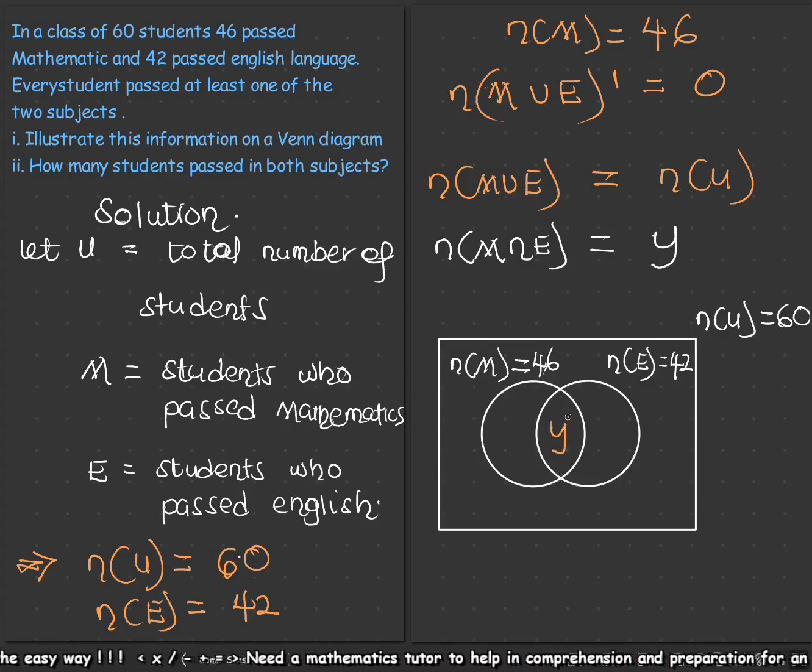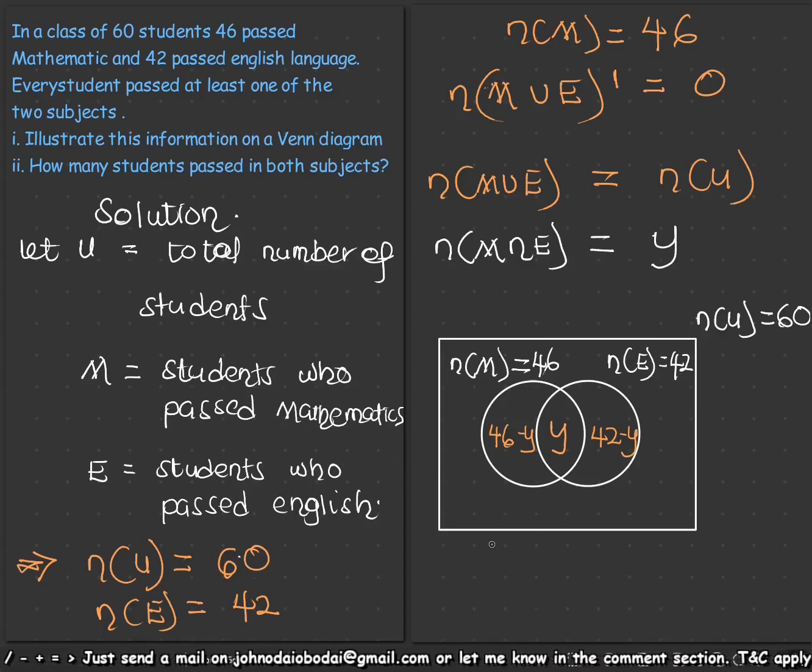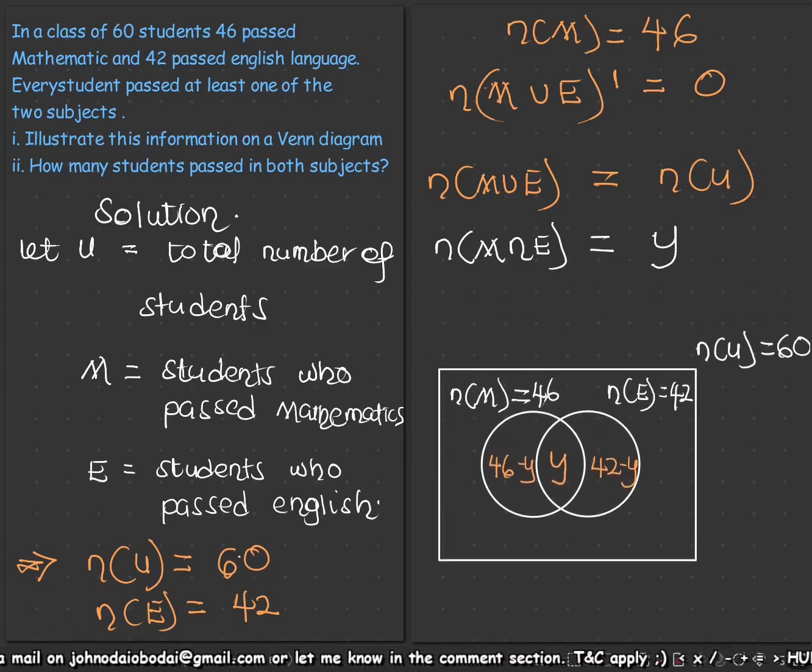If we have put y over here, then it simply means the remaining part, which is mathematics only, is going to be 46 minus y. The same thing applies here, which is going to be 42 minus y. With this, your Venn diagram is done and you are set. So this is our solution for I.